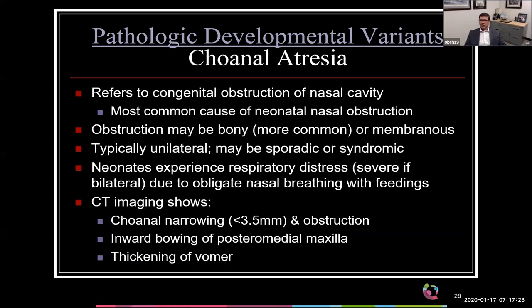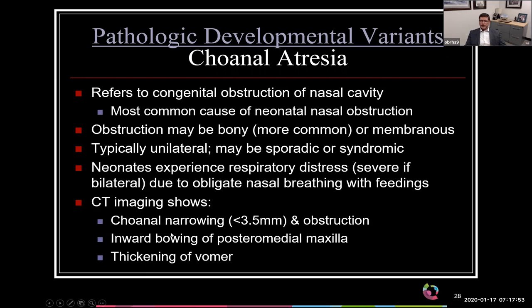And then lastly, choanal atresia. This is the most common cause of congenital nasal obstruction in the neonates. Most often it's bony, with membranous being less common, and most often it's going to be unilateral. This is typically a sporadic malformation, but it is associated with various syndromes. Now, bony choanal atresia is easy to identify because you can see the bony plate across the nasal cavity posteriorly, where membranous can be a little bit more difficult, so we want to look for secondary findings.